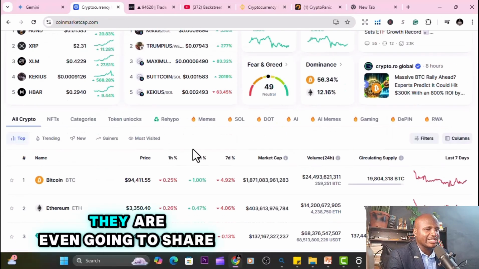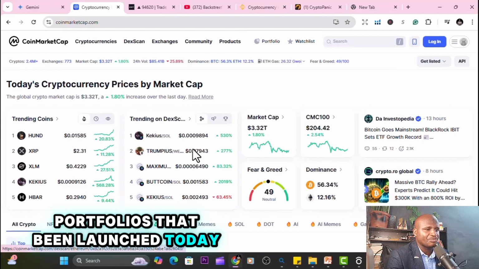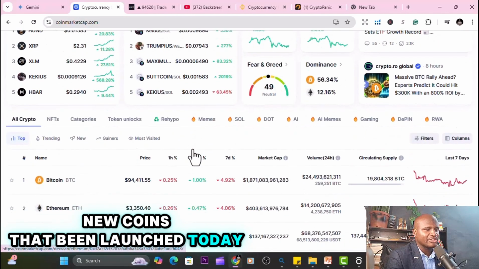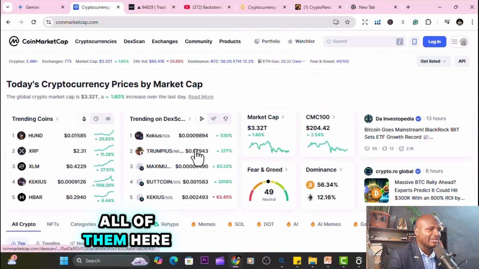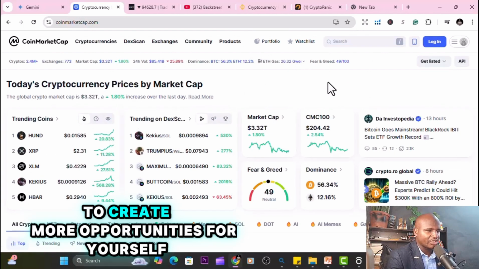And you see that today they even share with you portfolios and new coins that have been launched today. You can get to see all of them here. So this is a tool that you need to create more opportunities for yourself.